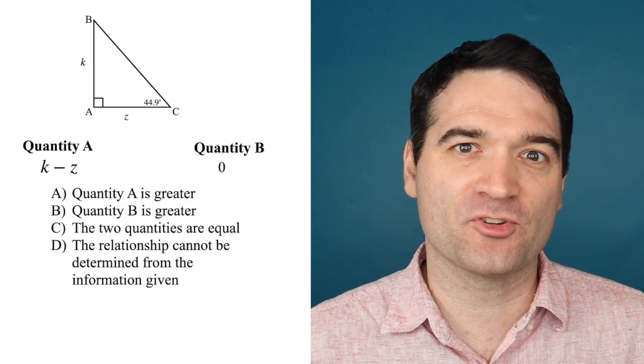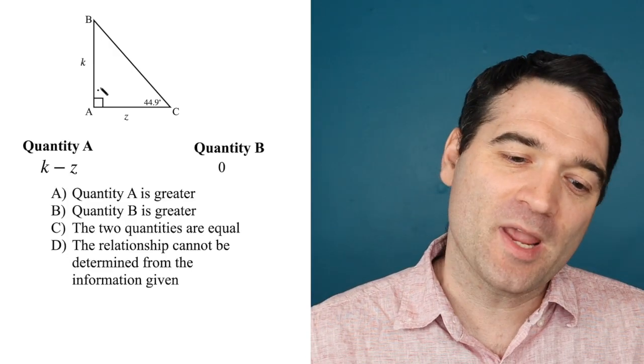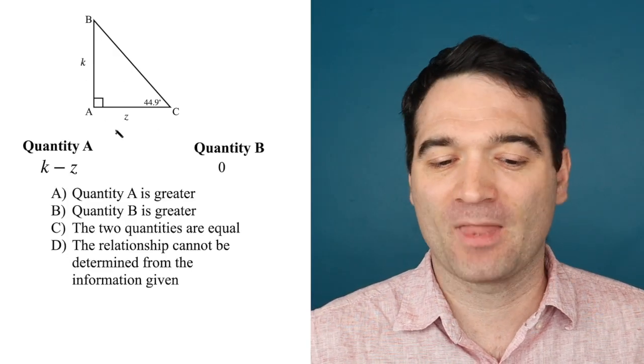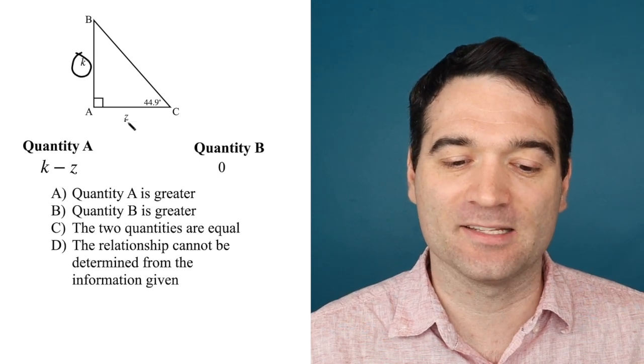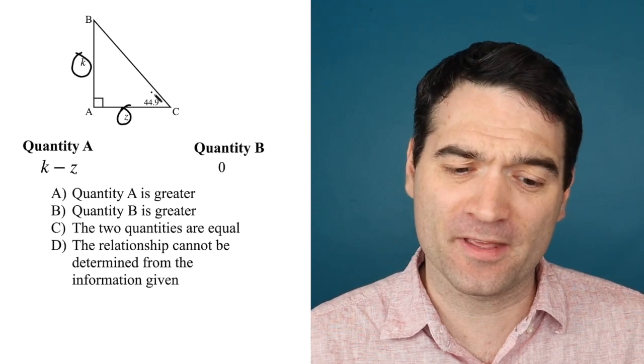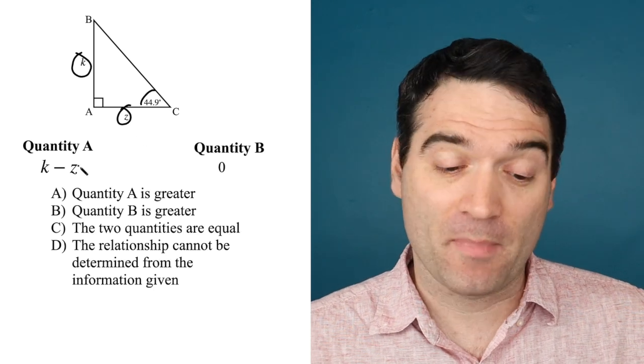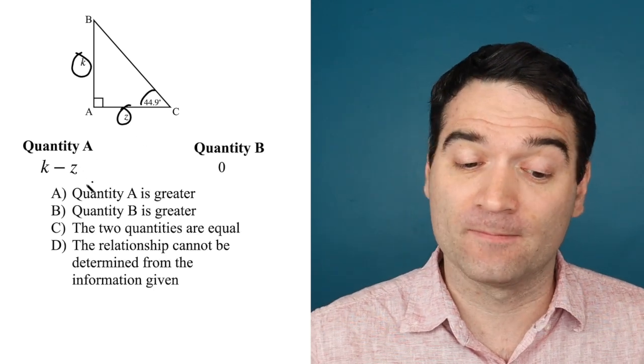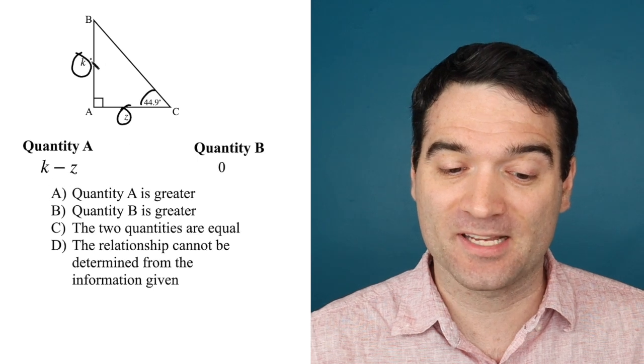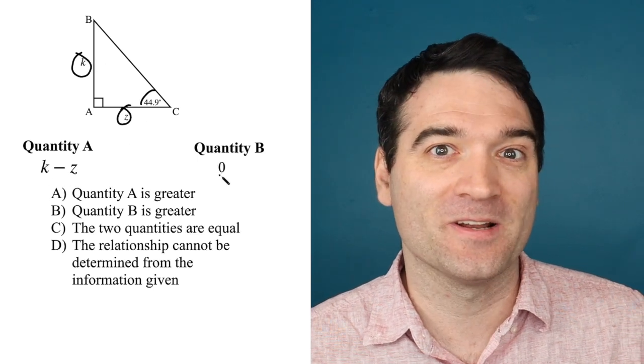Here's a GRE geometry question. Let's take a look. So we have this right triangle right here, and we have two sides, K and Z, and we know that this angle is 44.9 degrees. That's what it tells us. And it's quantitative comparison, so we want to figure out what's greater. Quantity A, K minus Z, this side minus that side, or the number 0.